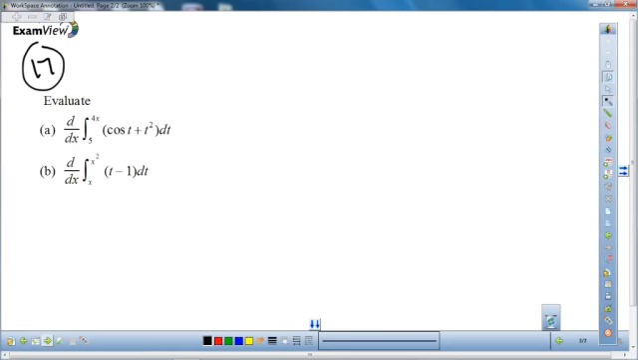For number 17, we're taking the derivative of an integral, so remember that they're going to cancel, but because the variables don't match, I'm going to have to multiply by the derivative, and then I'm just substituting this into my t's.